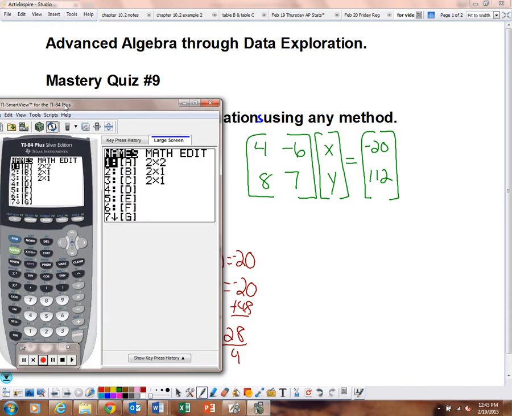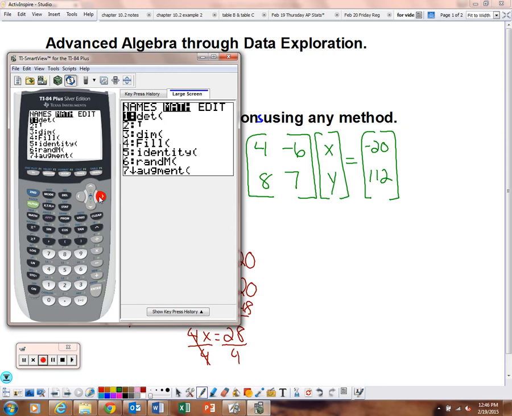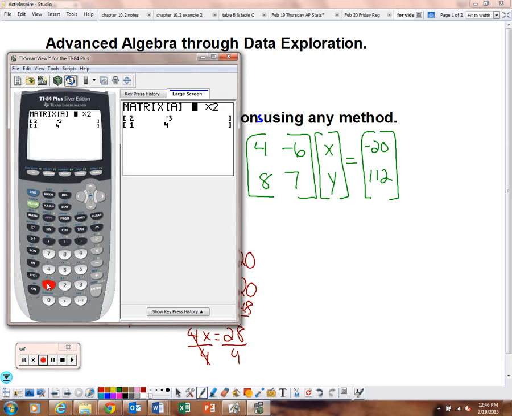Now, if you're going to use the calculator, remember how this works. Okay, I'll move this over here for a minute. So we are going to go to your matrix. Again, depending upon which calculator you have, look for the matrix button. You go to Edit. Make sure you define your matrix. This is a 2 by 2, 2 rows, 2 columns, so that can stay the same. Enter your coefficients: 4, negative 6, 8, 7.